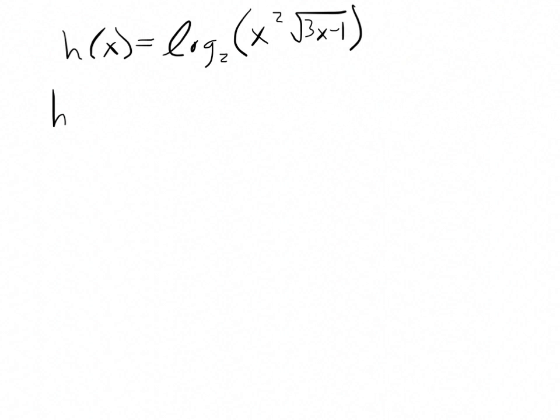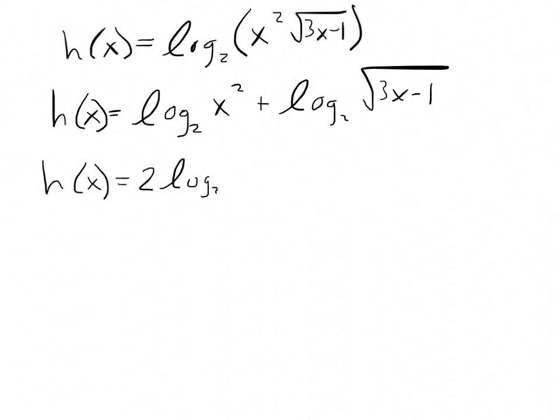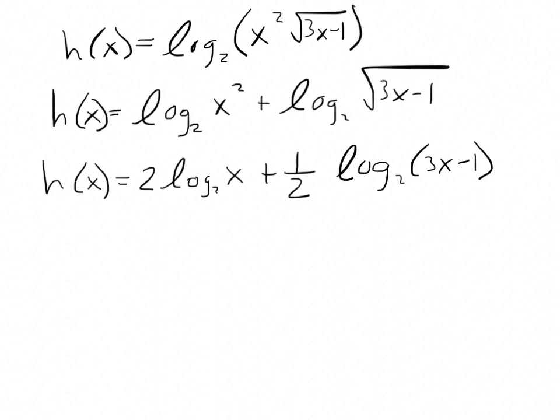So your first step here is don't take the derivative. Your first step here is to say, look, this is just the log base 2 of x squared plus the log base 2 of the square root of 3x minus 1. Right? And remember, we can do even more than that. We can bring down powers as well, still not taking the derivative. H of x is 2 log base 2 of x plus 1/2, because a square root means a half power, 1/2 the log base 2 of 3x minus 1.